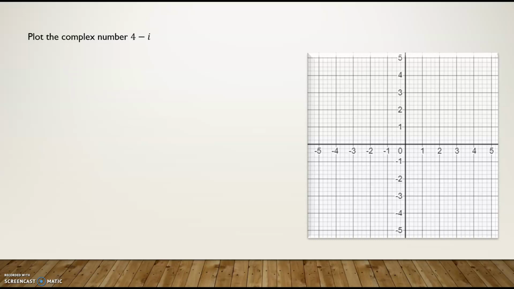Okay, plot the number for 4 - i. So the real part is 4 and the imaginary part is -1. So for the real part we need to go 1, 2, 3, 4, and for the imaginary part we need to go down 1. So our point is right there. That's it.